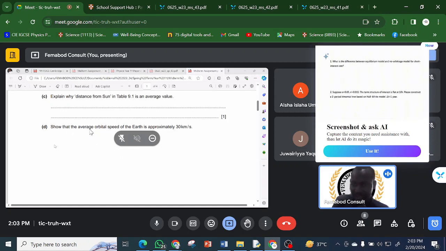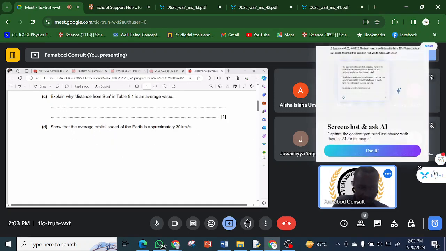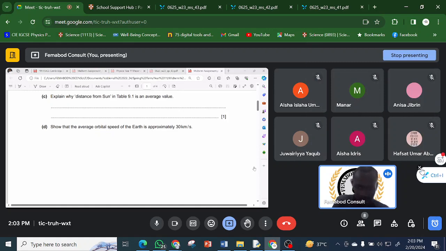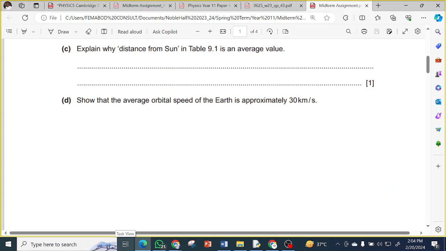So now the next question is this. Show that the average orbital speed of the Earth is approximately 30 kilometers per second. Who can tell me the first formula I'm going to write? They have mentioned a keyword there, average orbital speed. So V equals 2 pi r over t. Excellent, thank you. So just have V equals 2 pi r over t. That's 1 mark like that.